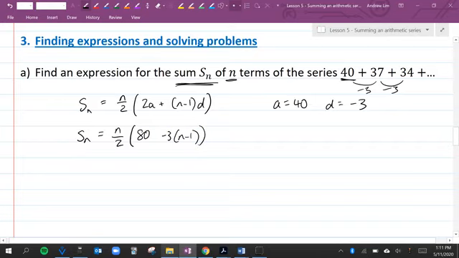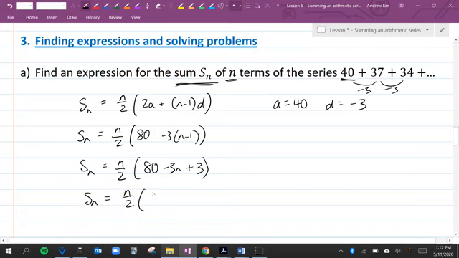Okay, I'm going to expand the brackets here and then simplify the big brackets to get my final answer. So S sub n is equal to n on 2, 80 minus 3n plus 3. And this will just become n on 2 brackets 83 minus 3n, and that's it.